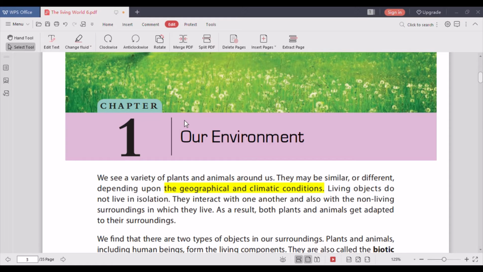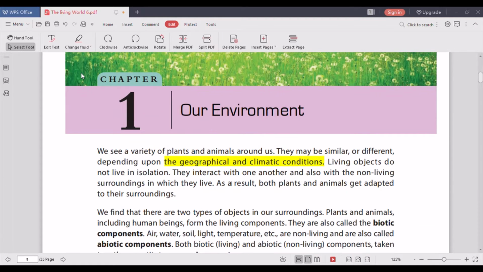Hello friends, Class 6 Science Book The Living World of DAV. We will study Chapter 1 Our Environment. So this is the first part.